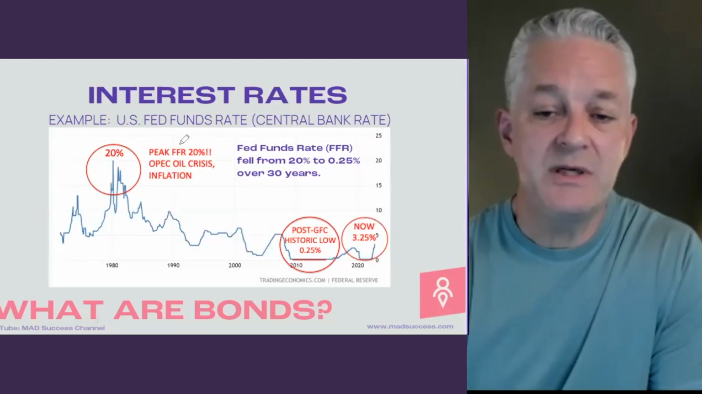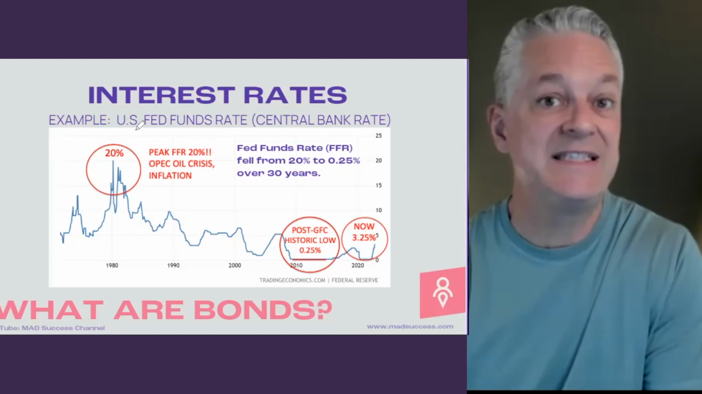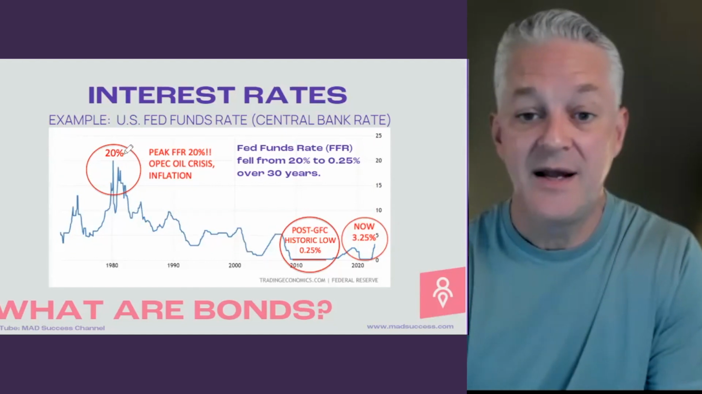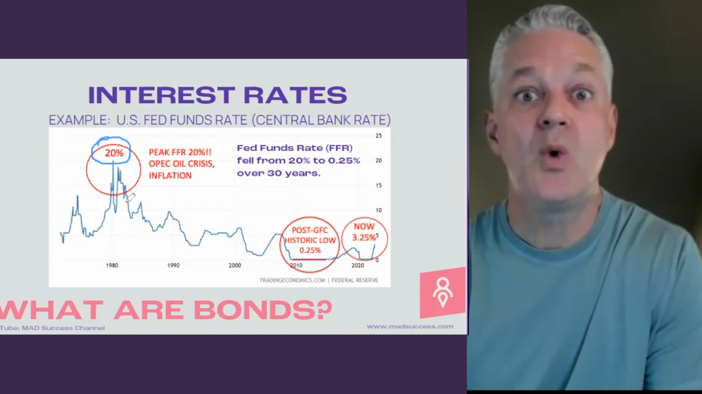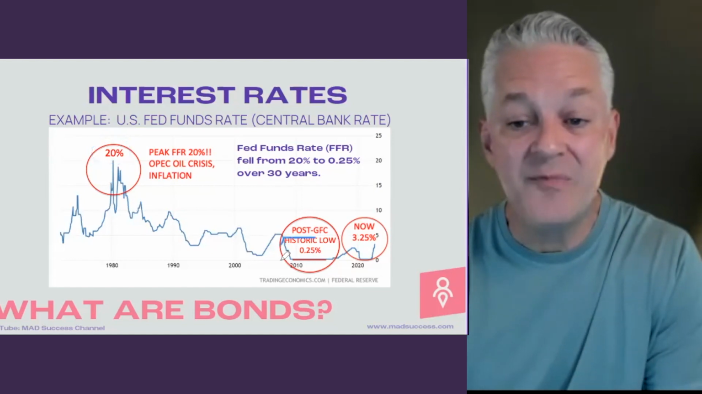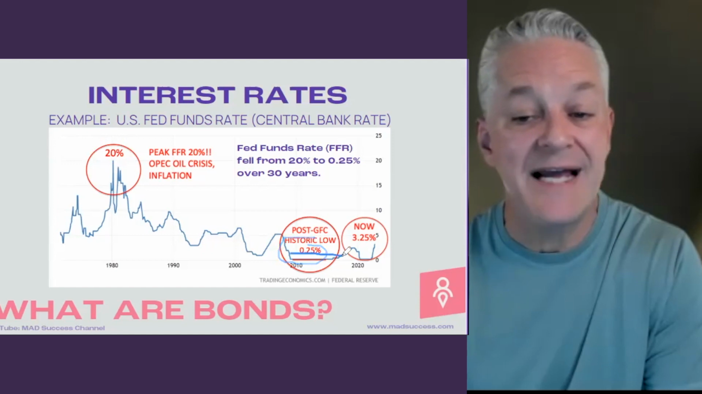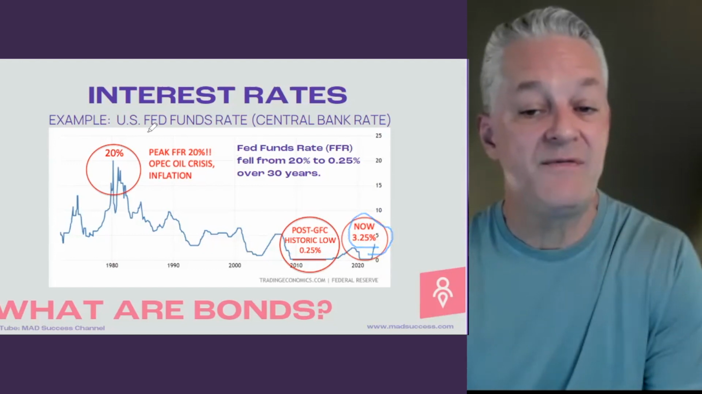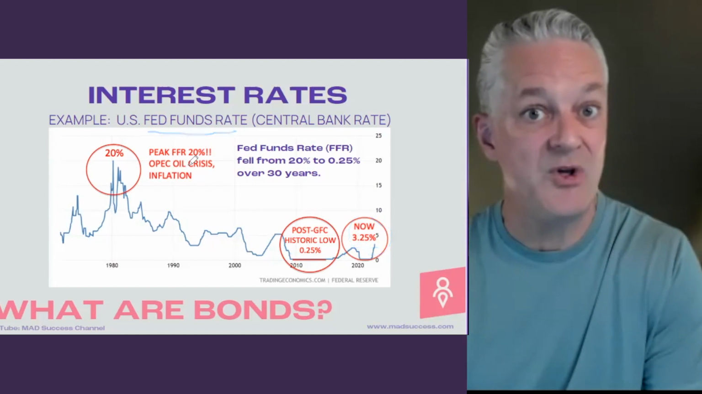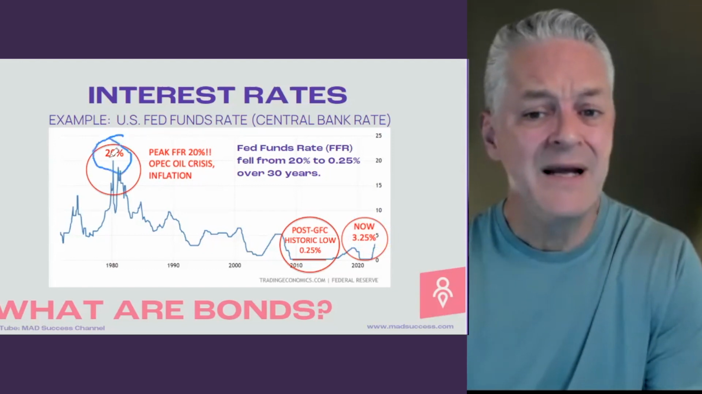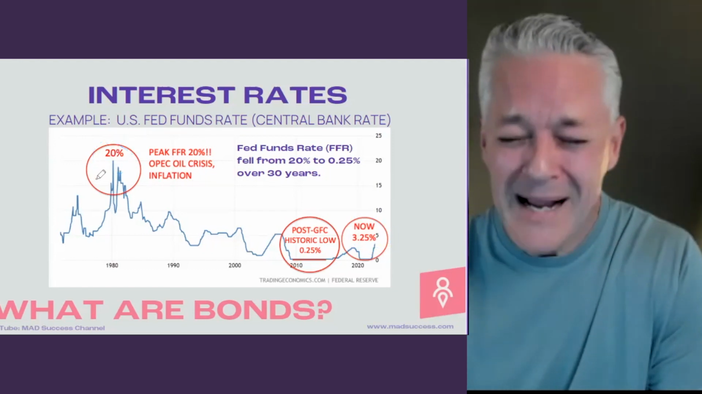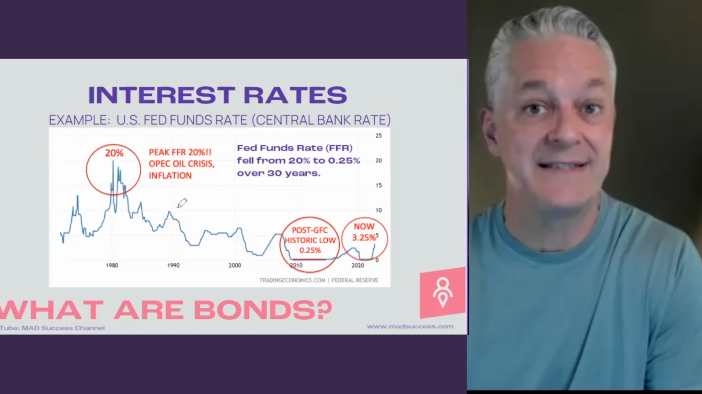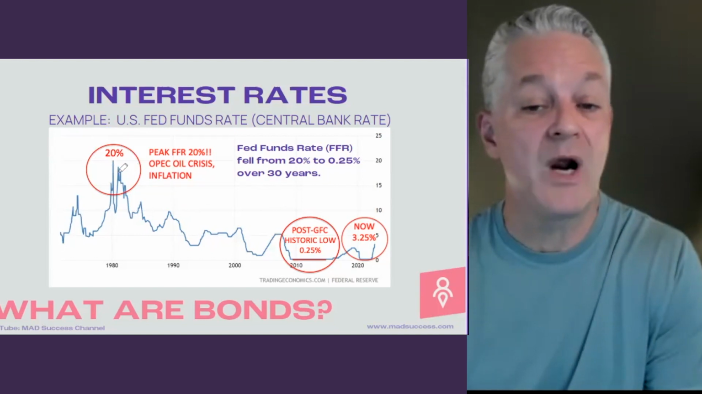So interest rates. Here's what's happened with the Fed funds rate over the last 60, 70 years. Back in the 1980s, the Fed funds rate, the bank lending rate, was 20%. 20%. We just came off of 0.25% for the prior decade after the global financial crisis, and we're now at 3.25% in the Fed funds rate, right? The base rate for the US. But it peaked during the OPEC oil crisis. There was massive inflation, and the government was paying 20% to banks. So pretty remarkable where we've come from.